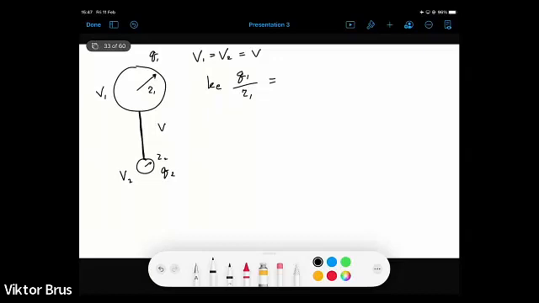That should be equal to the potential of the second sphere, and that is Ke Q2 divided by R2. Now, from here, we can find the relationship between the ratio of charges accumulated on these spheres and their radius. So we will have Q1 divided by Q2 equal to R1 divided by R2.